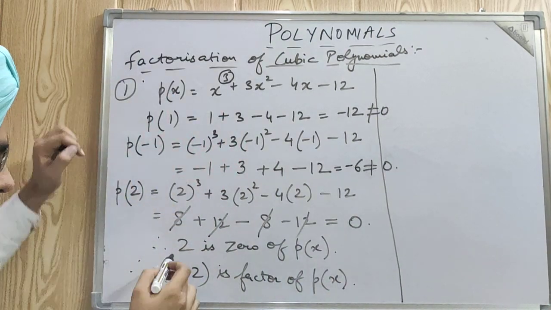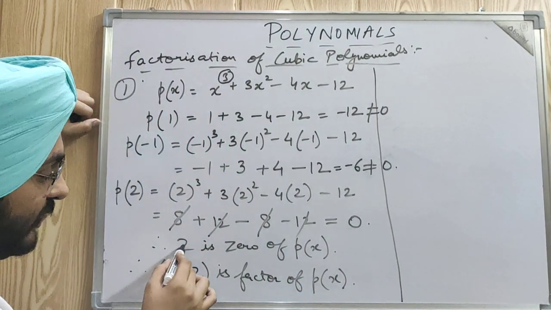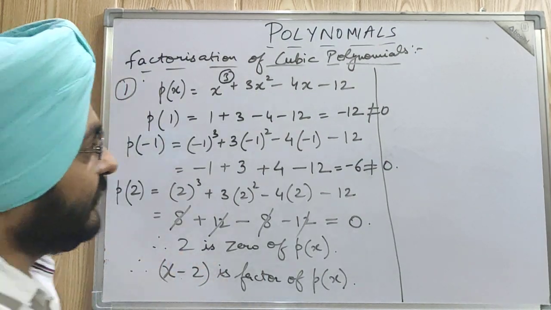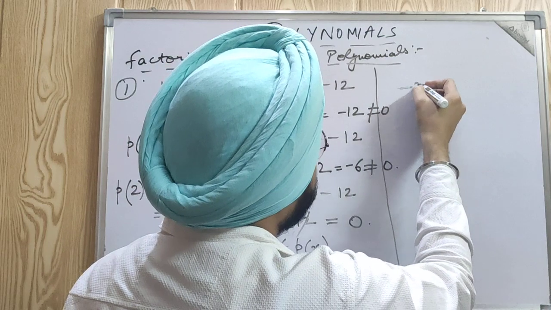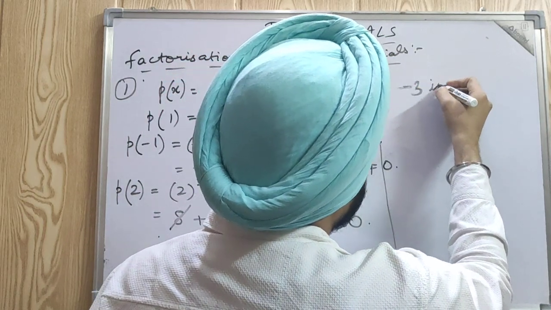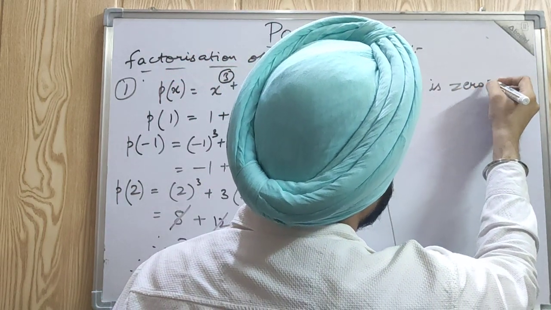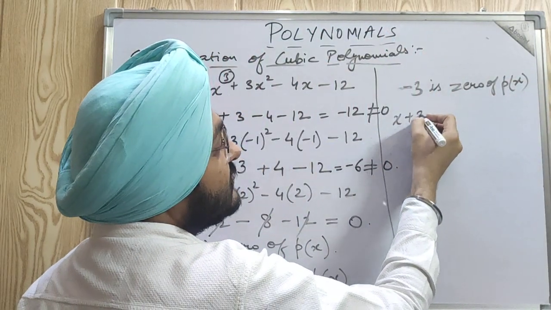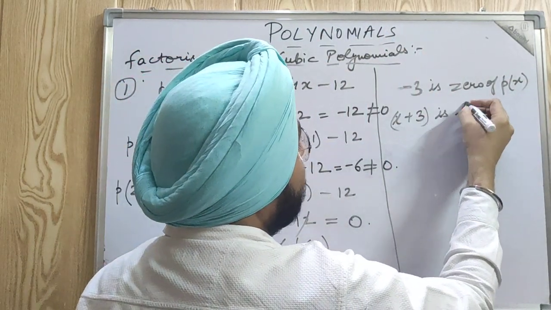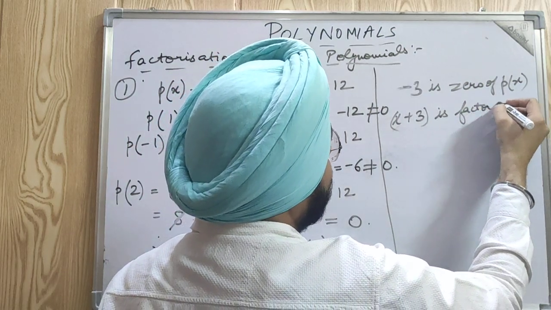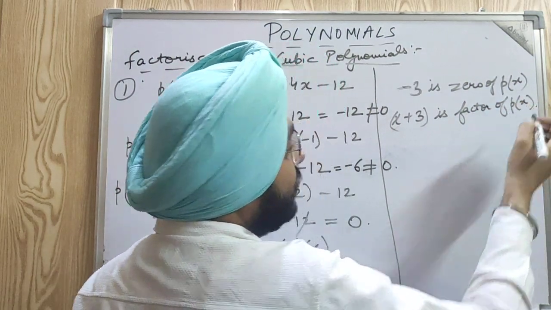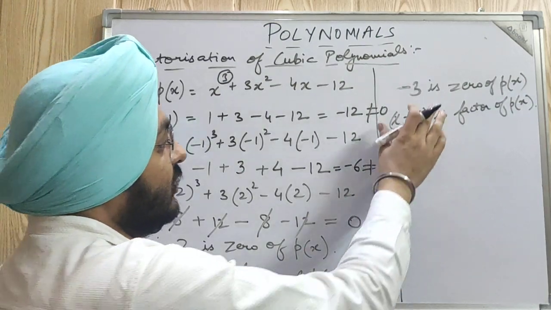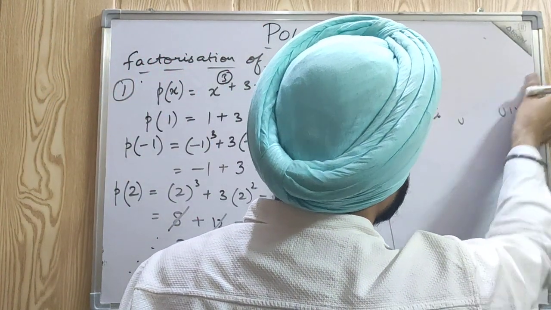Keep in mind, if we have positive 2 as a zero, the factor will be x minus 2. Suppose if I get minus 3 as a zero of px, then I will say x plus 3 is a factor of px. I hope this will be clear to you. We'll be doing some more questions regarding this as well. So our first factor we have found is x minus 2 here.